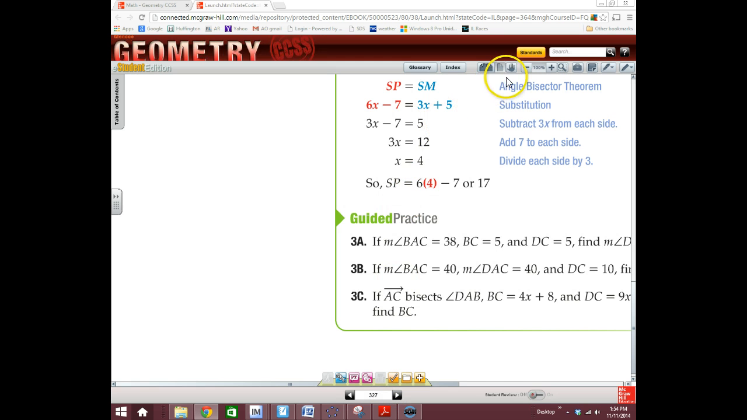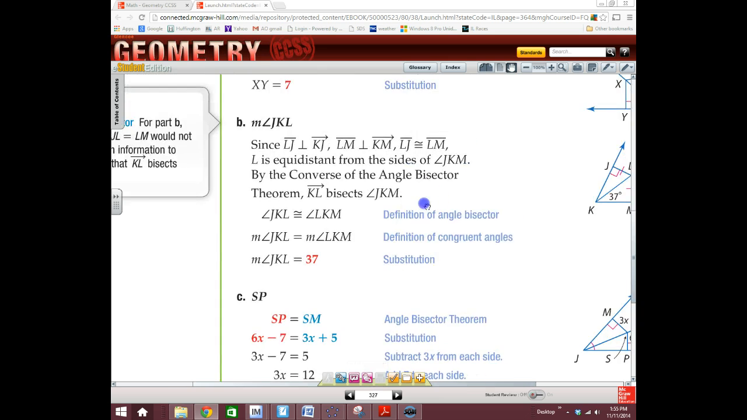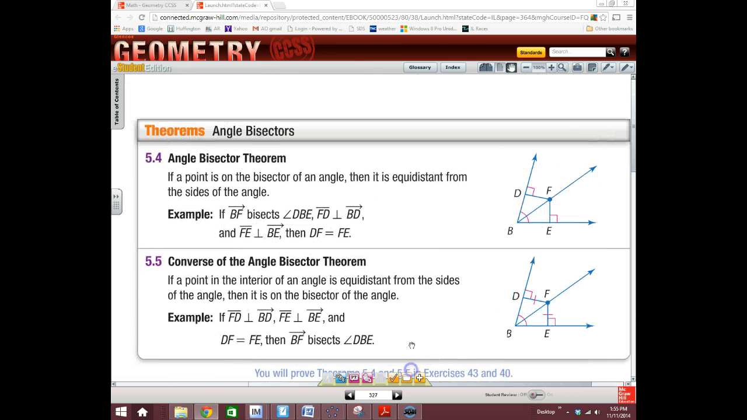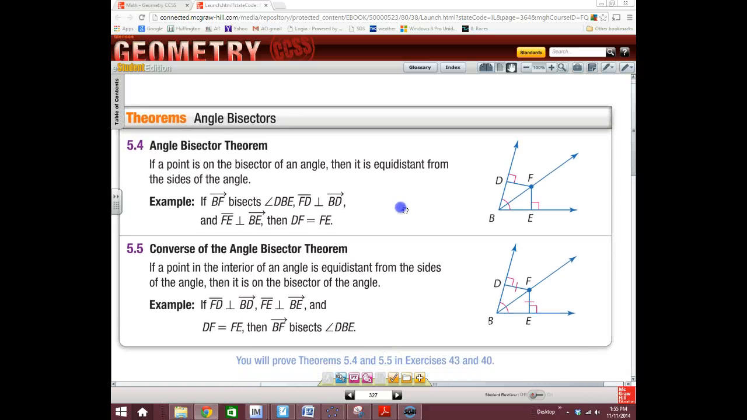Now the angle bisector theorem states that any point on the angle bisector is equidistant from the sides of the angle. But the key part of this is that it's equidistant from the sides with respect to being perpendicular from them. So when you have a segment drawn to the side of the angle, it has to be the perpendicular distance. And then the converse says, hey, if your perpendicular distance from the side of an angle is congruent on both sides, you're on the angle bisector.